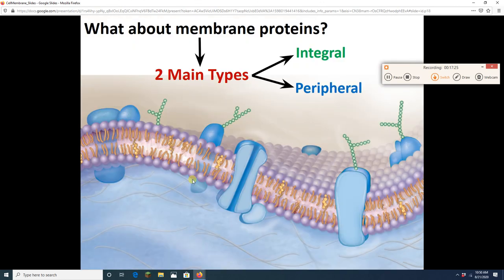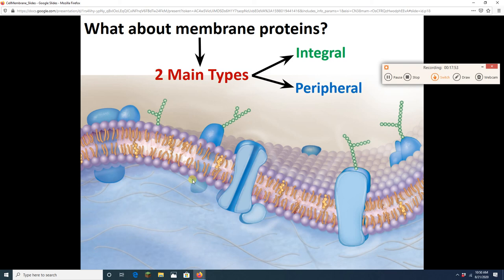All right, what about proteins? What about membrane proteins? There are two main types of membrane proteins: integral proteins and peripheral proteins. Now, the word integral, what does that word mean? That word means important, right? Essential, fundamental.